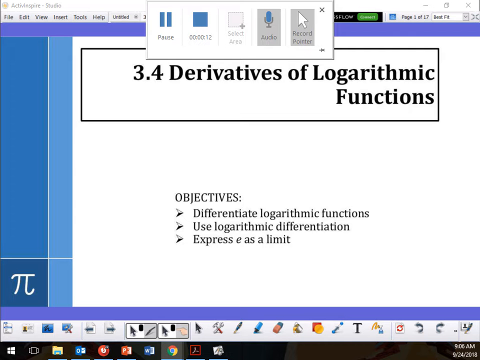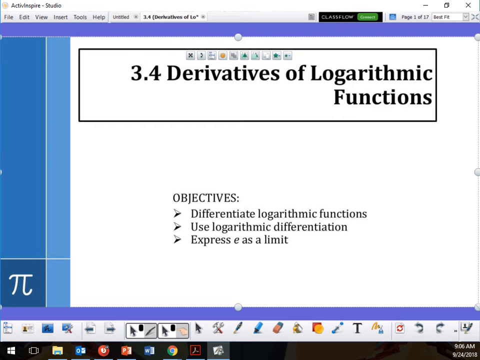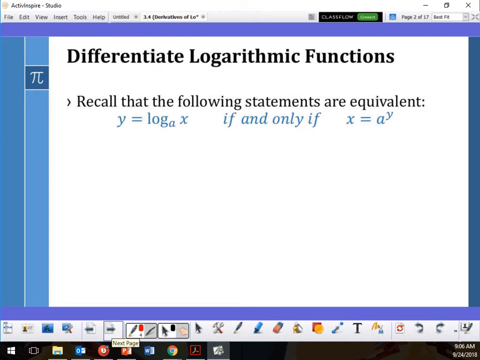All right. So, calculus 2, section 3.4, derivatives of logarithmic functions. Okay, math. Recall the following statements are equivalent. So we could change this bad boy right here, and then we could change it to here.